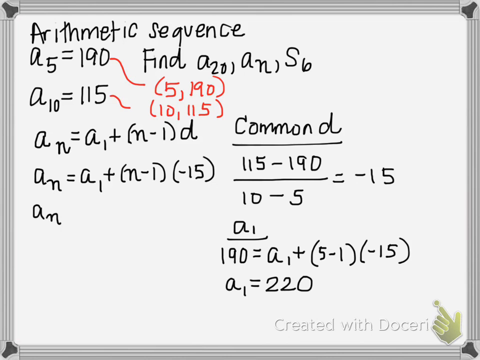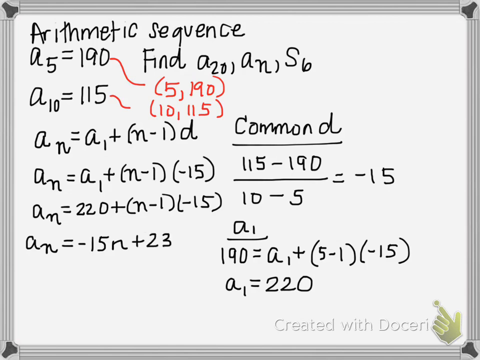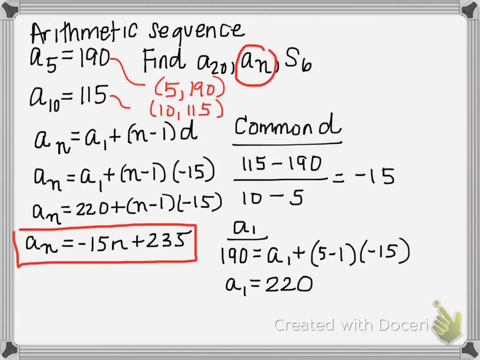So it's a sub n equal to 220 plus n minus 1 times negative 15, and maybe we want to simplify that and say a sub n is equal to negative 15n plus 235, right? Now that we have a sub n, which is one of the items that we're being asked to find, so we found that a sub n there.